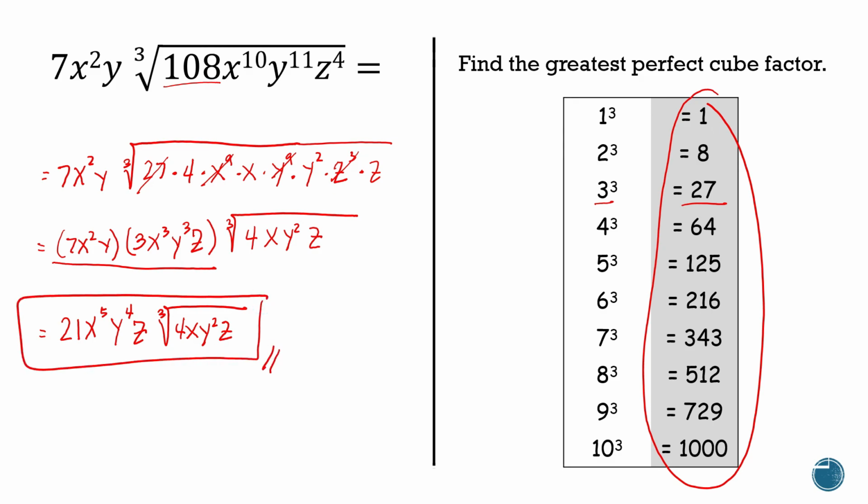There you go. That's how we simplify radicals having an index that is 3.